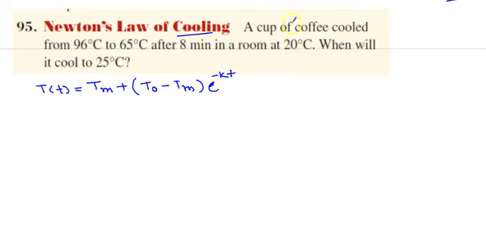So let's take a look at this concept here. A cup of coffee cooled down from 96-degree temperature to 65 degrees centigrade after 8 minutes in a room of 20 degree. So many times students are really not decoding the problem correctly. There is only one sentence, but so much information is given here. So the room temperature is 20 degree.